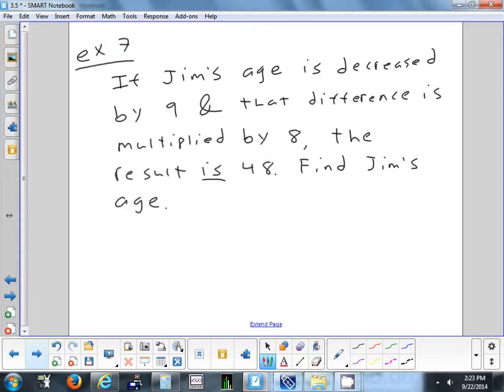Okay, let's start with the first part. Jim's age decreased by 9. Well, it's something you're going to subtract 9 from. Since we don't know Jim's age, what would be a good variable? Sure, you could pick X, you could pick J for Jim, anything you want. Let's use J for Jim. So let's write that down. Let J be Jim's age. Can somebody tell me how that's going to be set up? Jim's age decreased by 9. How would you write that? Yeah, Tyler? J minus 9.